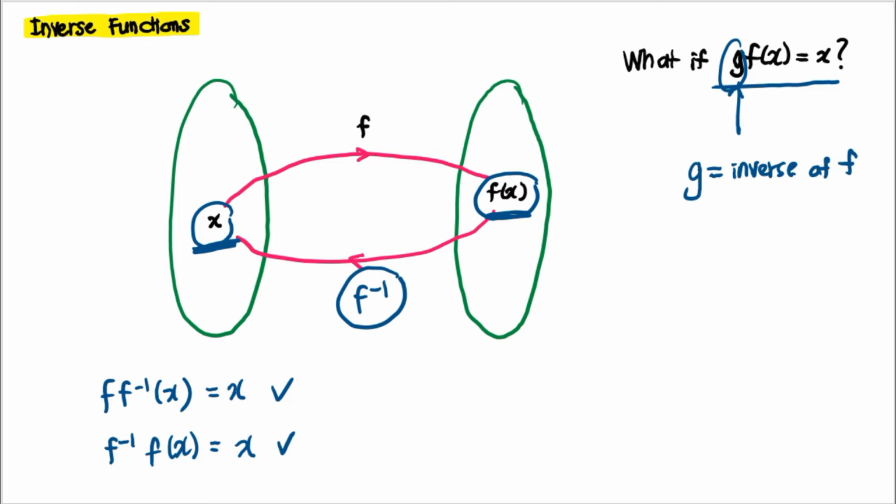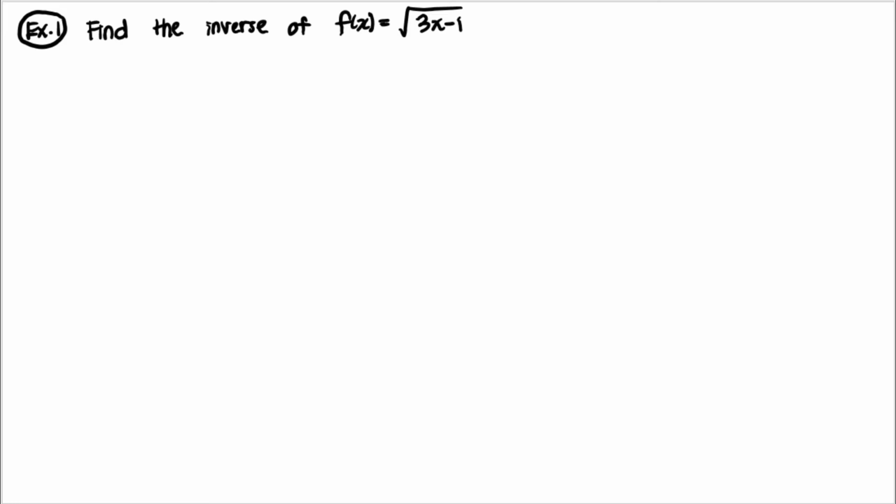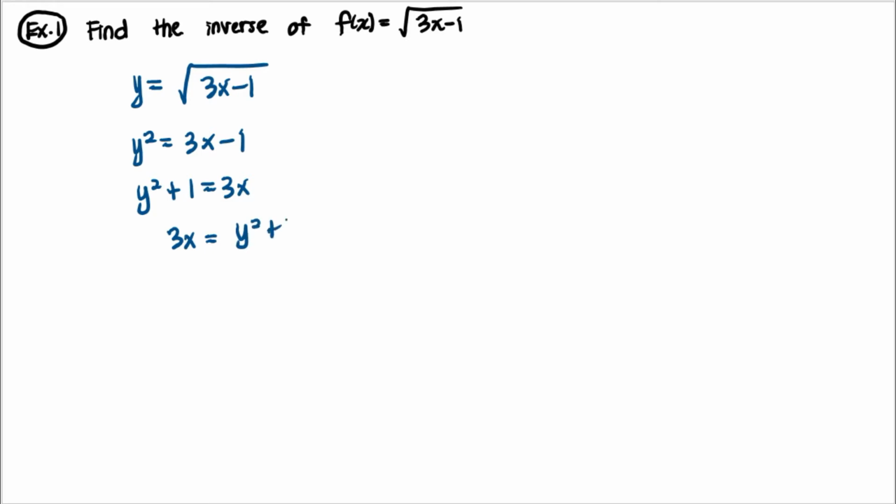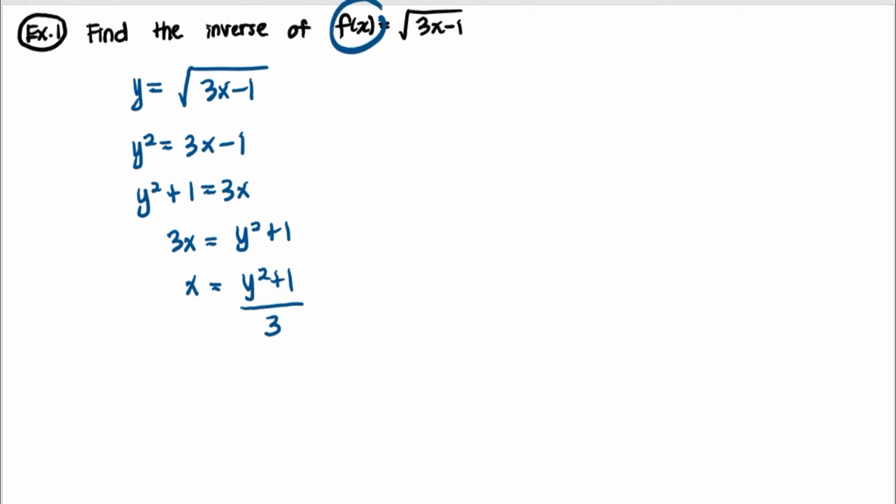Now let's see some examples. What if we have to find the inverse of this one? What you need to do is let y equal to the square root of 3x minus 1, and now we have y squared equal to 3x minus 1. We want to make x the subject, so we have y squared plus 1 equal to 3x. Now I divide by 3, so I have x equal to y squared plus 1 divided by 3. Now you say this is y, so you let this y equal to f(x).